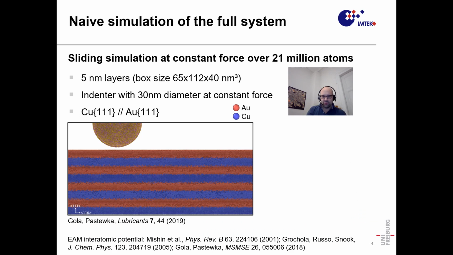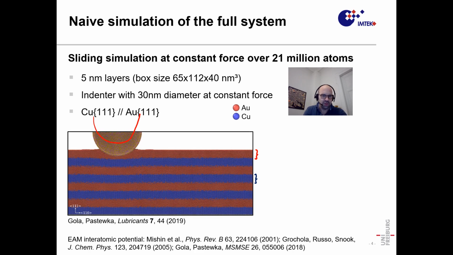We started out with a very naive way of running these calculations. So we simply set up a system consisting of this multi-layer material. So what you see here in red, these are the gold atoms. What you see in blue, these are the copper atoms. And the interaction is with an embedded atom method potential that we actually tuned specifically for this purpose. And then we use a rigid indenter, so this indenter here, to push into the surface and scratch the surface and slide onto the surface. So I'll just show you a video of what happens.